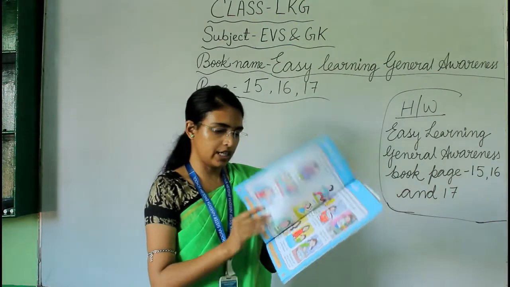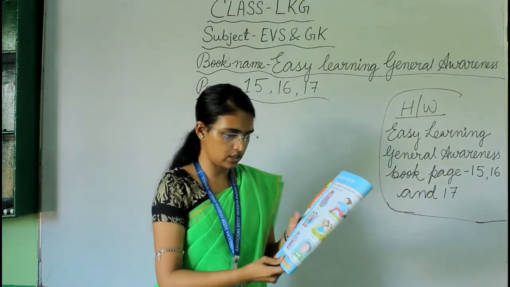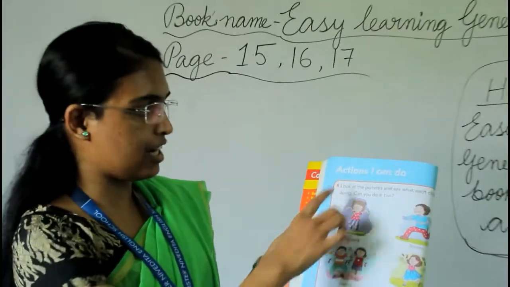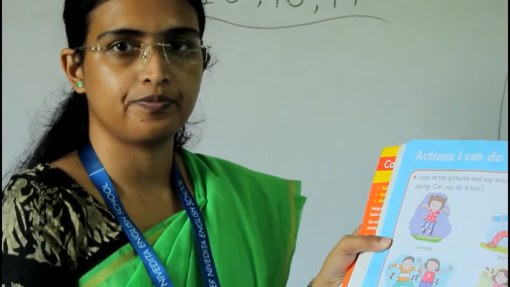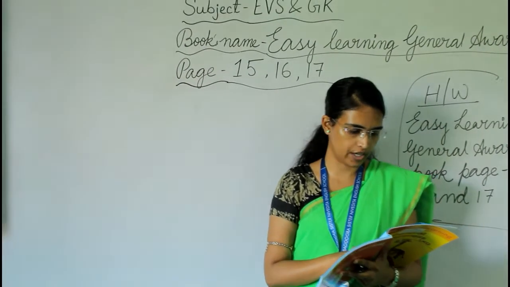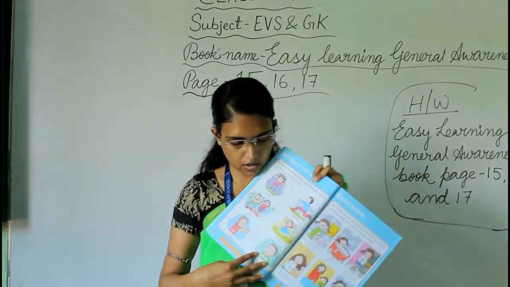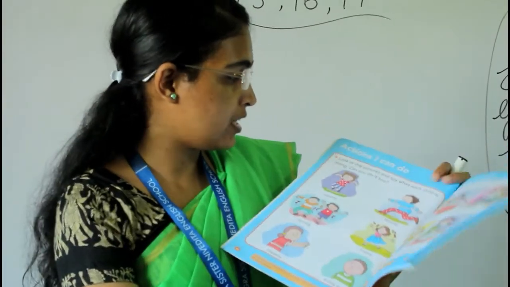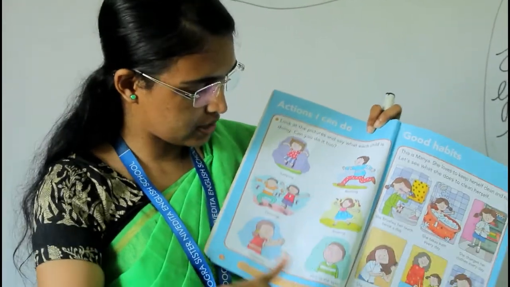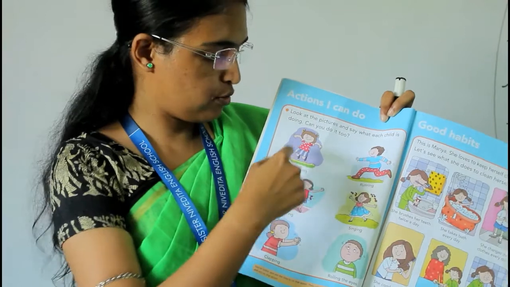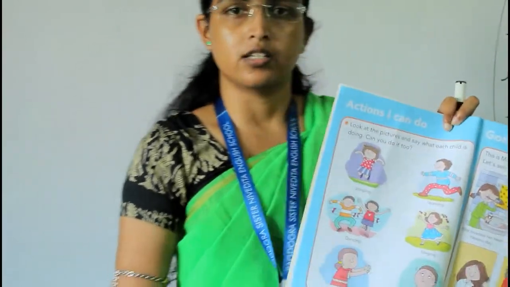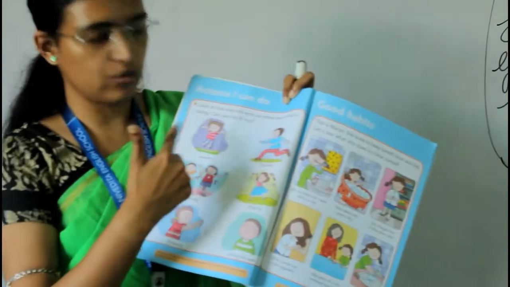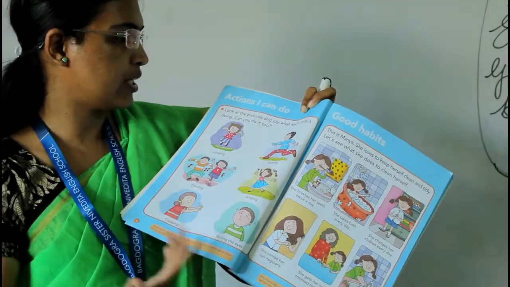Okay. Now turn the page and come to page number 16. That is Actions I Can Do. Here the question is, look at the picture and say what each child is doing. Can you do it too? There are so many children in this picture. How many children are there? 1, 2, 3, 4, 5, 6, 7. Everybody is doing different actions.